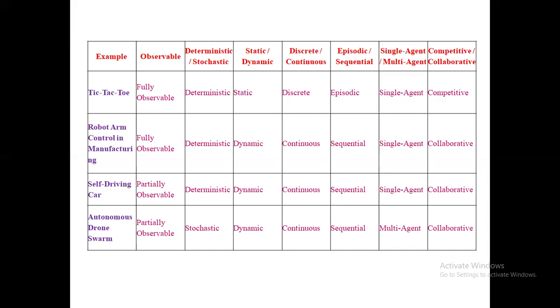The game is episodic as each action does not directly affect others, and it is single agent when training an AI to play. Tic-tac-toe is competitive as players aim to win against each other, and it is a known environment with all possible states and strategies calculable.